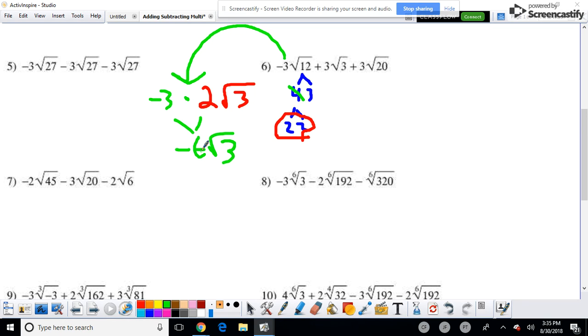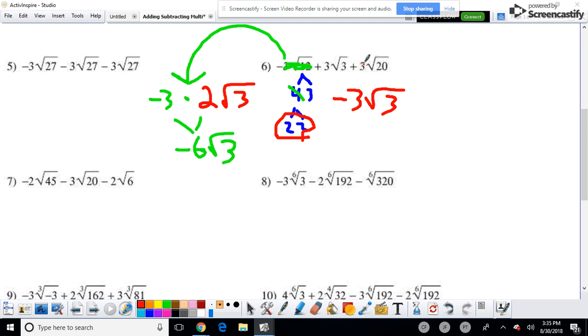We've broken down that first one, so we're done with that. Well, now guess what? I've got like radicals now. I've got this green one, -6 radical 3 and 3 radical 3. Well, we're going to go ahead and combine those according to the coefficients. -6 plus 3 gives me -3 radical 3.